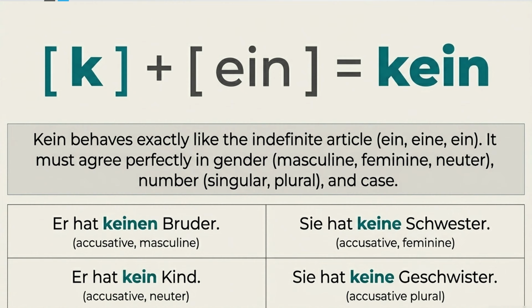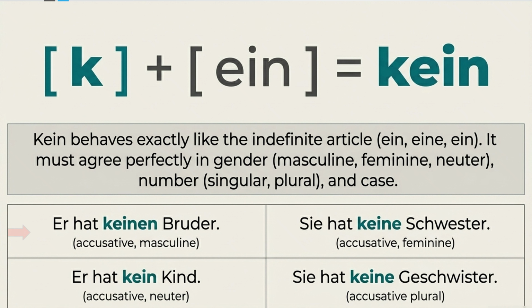For example, kein Mann, keine Frau, kein Kind, und keine Bücher. This means you need to adjust kein based on whether the noun is masculine, feminine, neuter, or plural. This is very similar to how articles work in German. So if you understand articles, this will feel familiar.